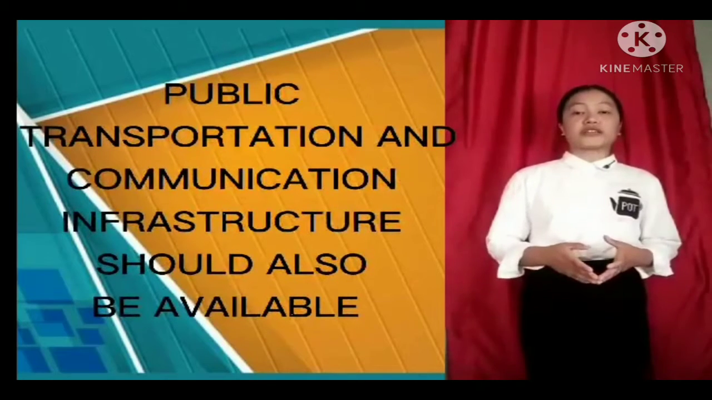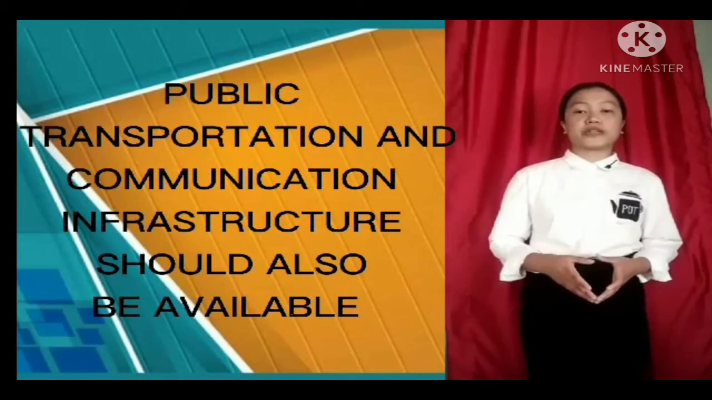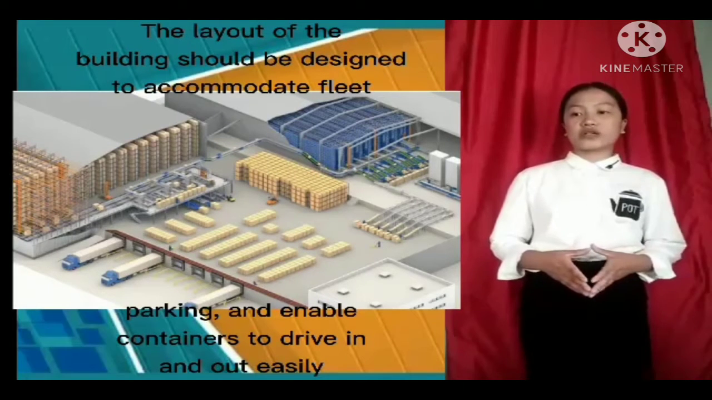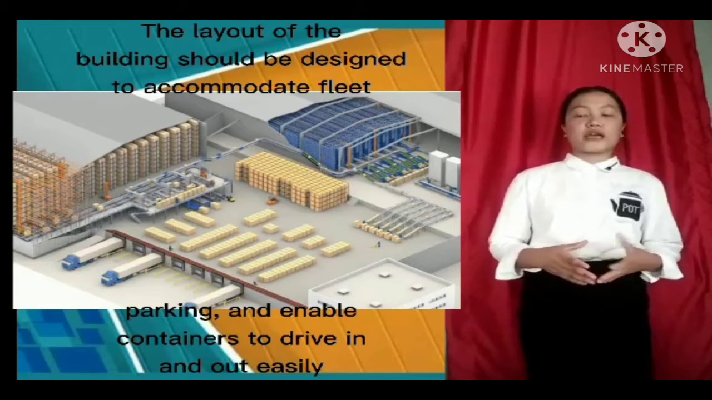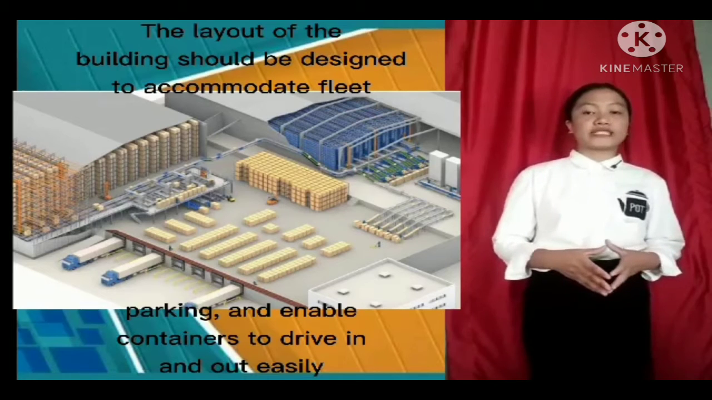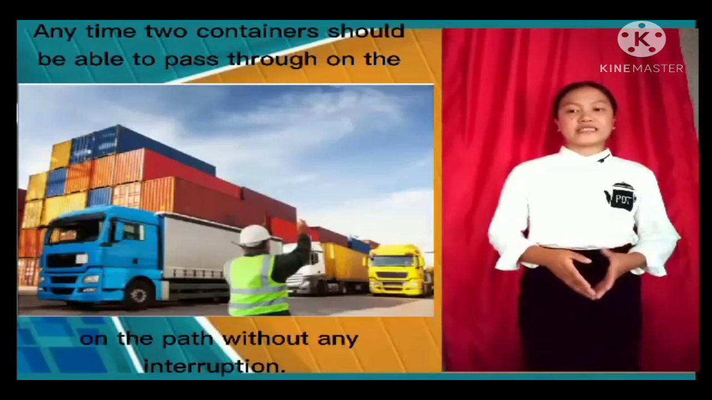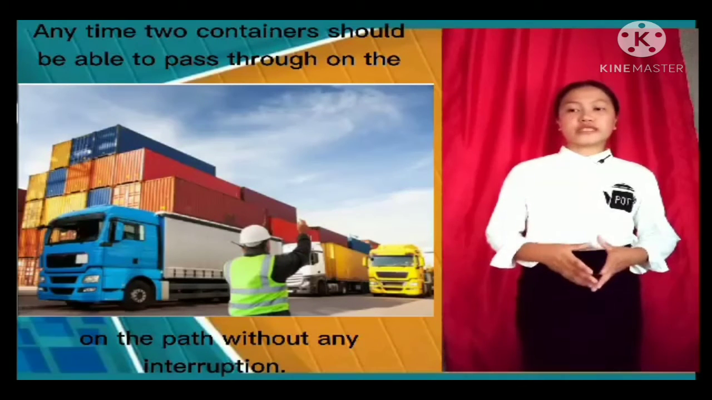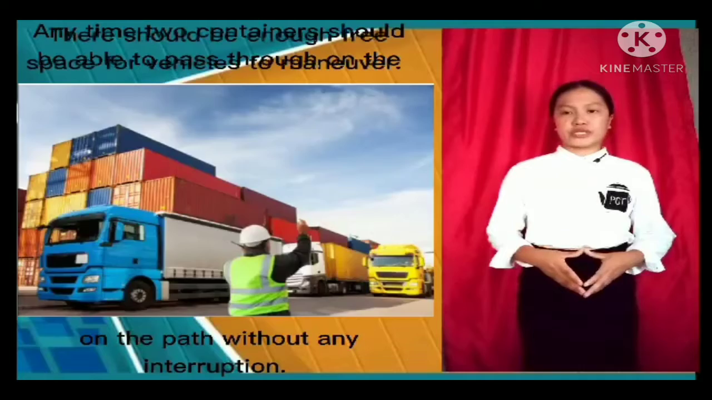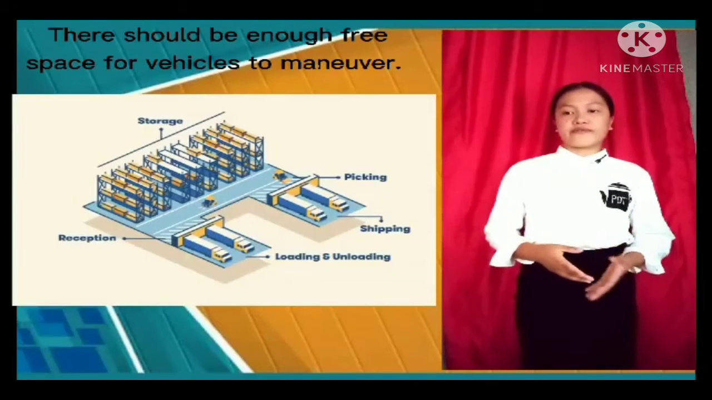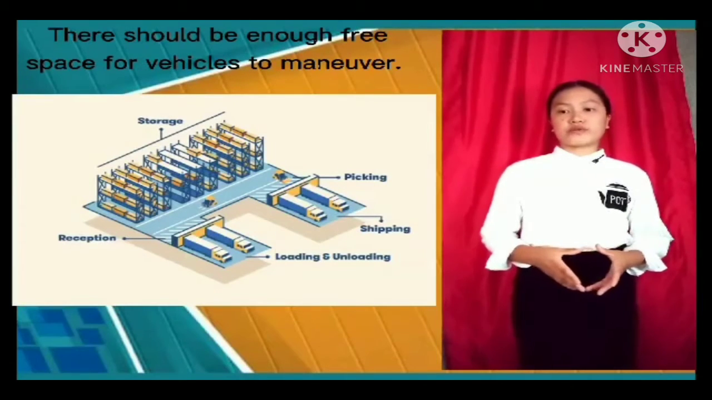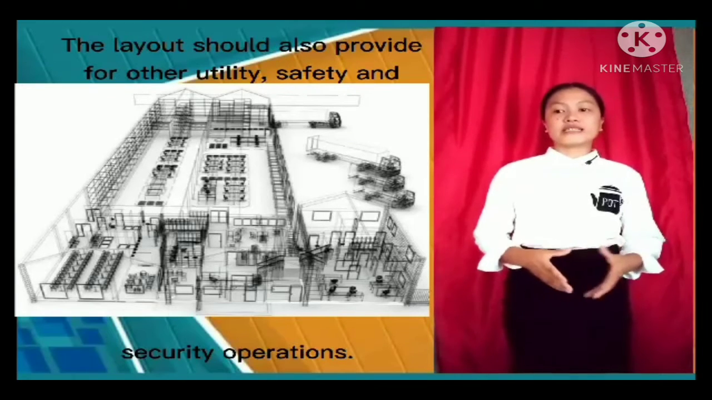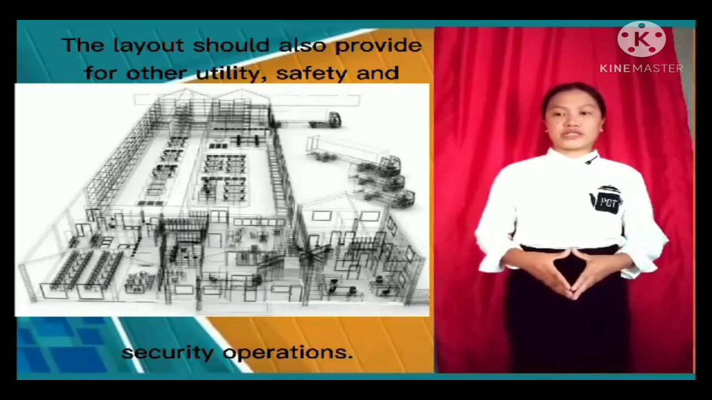Public transportation and communication infrastructure should also be available. The layout of the building should be designed to accommodate fleet parking and enable containers to drive in and drive out easily. At any time, two containers should be able to pass through on the path without any interruption. There should be enough free space for vehicles to maneuver. The layout should also provide for other utility, safety, and security operations.